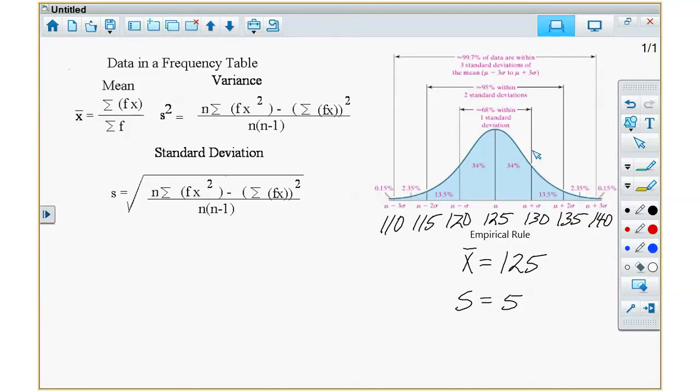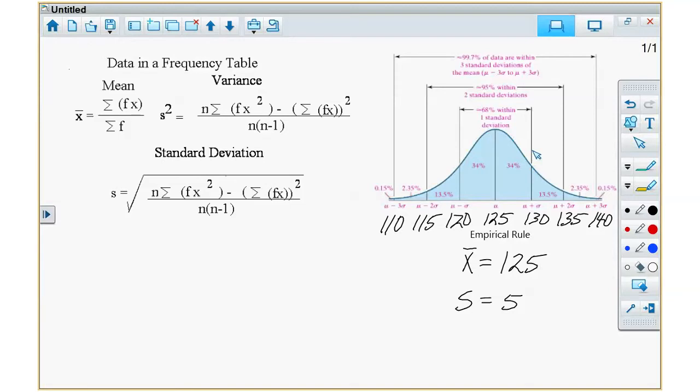If I asked you how many people scored below 130, and you have no idea how to calculate it, you can use the empirical rule and say, well, below 130 would be 34, 34, and 16, 16, and 68 is 84%. And you would say 84% made less than 130. How many made above 135? Well, that'd be 2.5%. Okay? That's how you use the empirical rule. Is it important? Yes, it is very important.